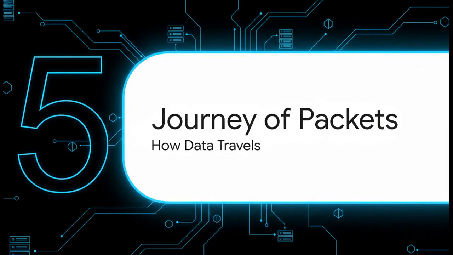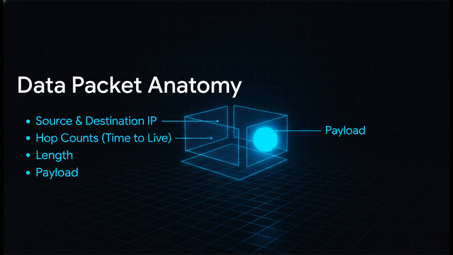This brings us to Section 5, the journey of data packets. Think about it. When you request a web page, the data doesn't just travel to you as one giant, heavy file. That would clog the network instantly. Instead, it gets broken down into tiny little digital couriers called packets.